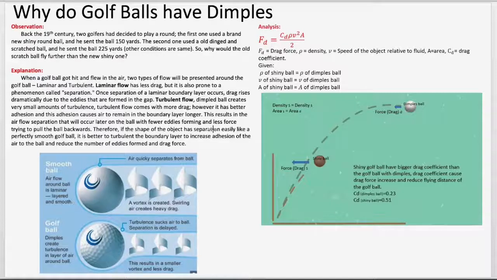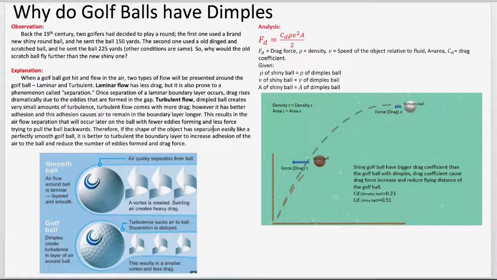So we know that the drag force is equal to the drag coefficient times the density times the speed of the object relative to the fluid squared times the area divided by 2. And we know that the density of the shiny ball and the dimpled ball are the same, the speed is the same, and the area of both balls is the same.